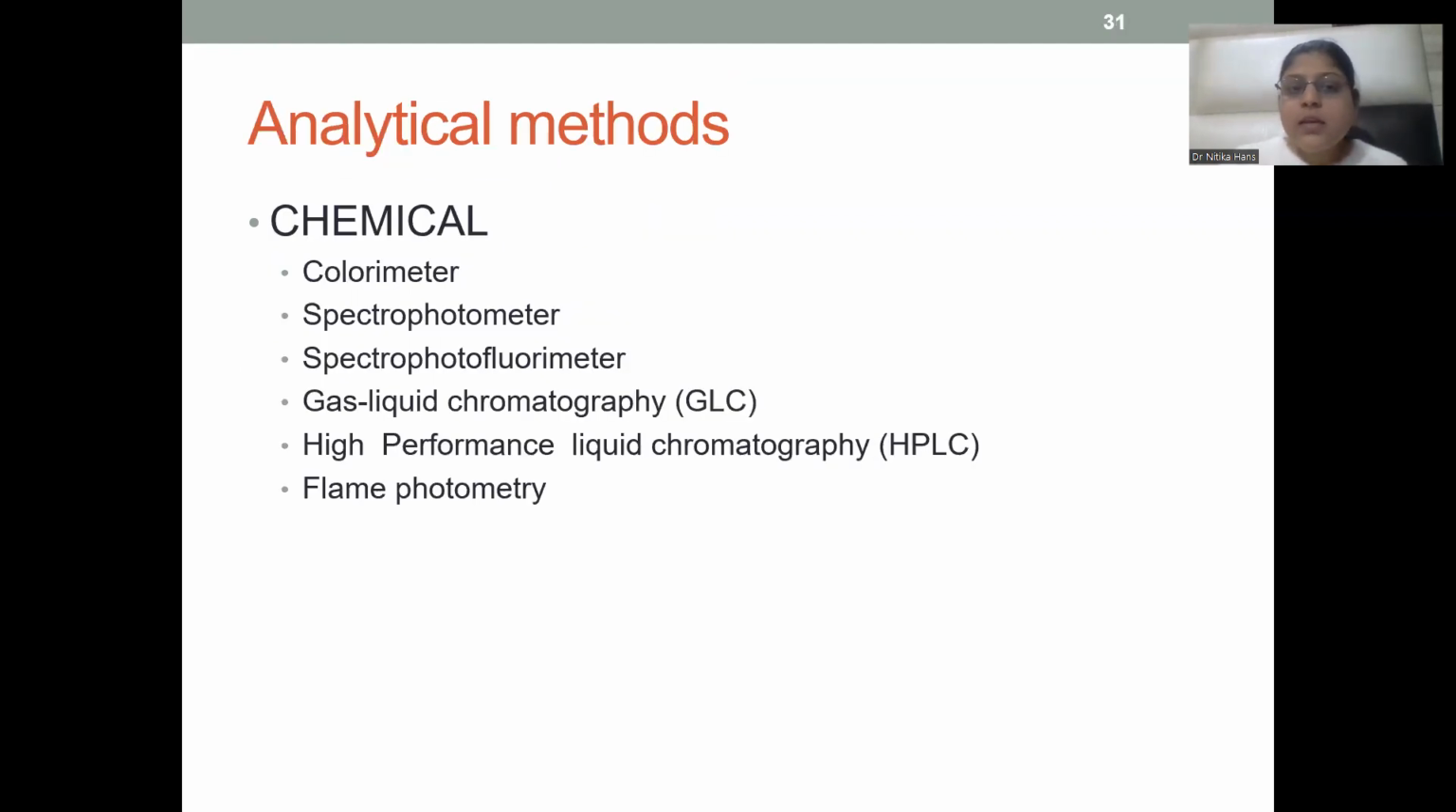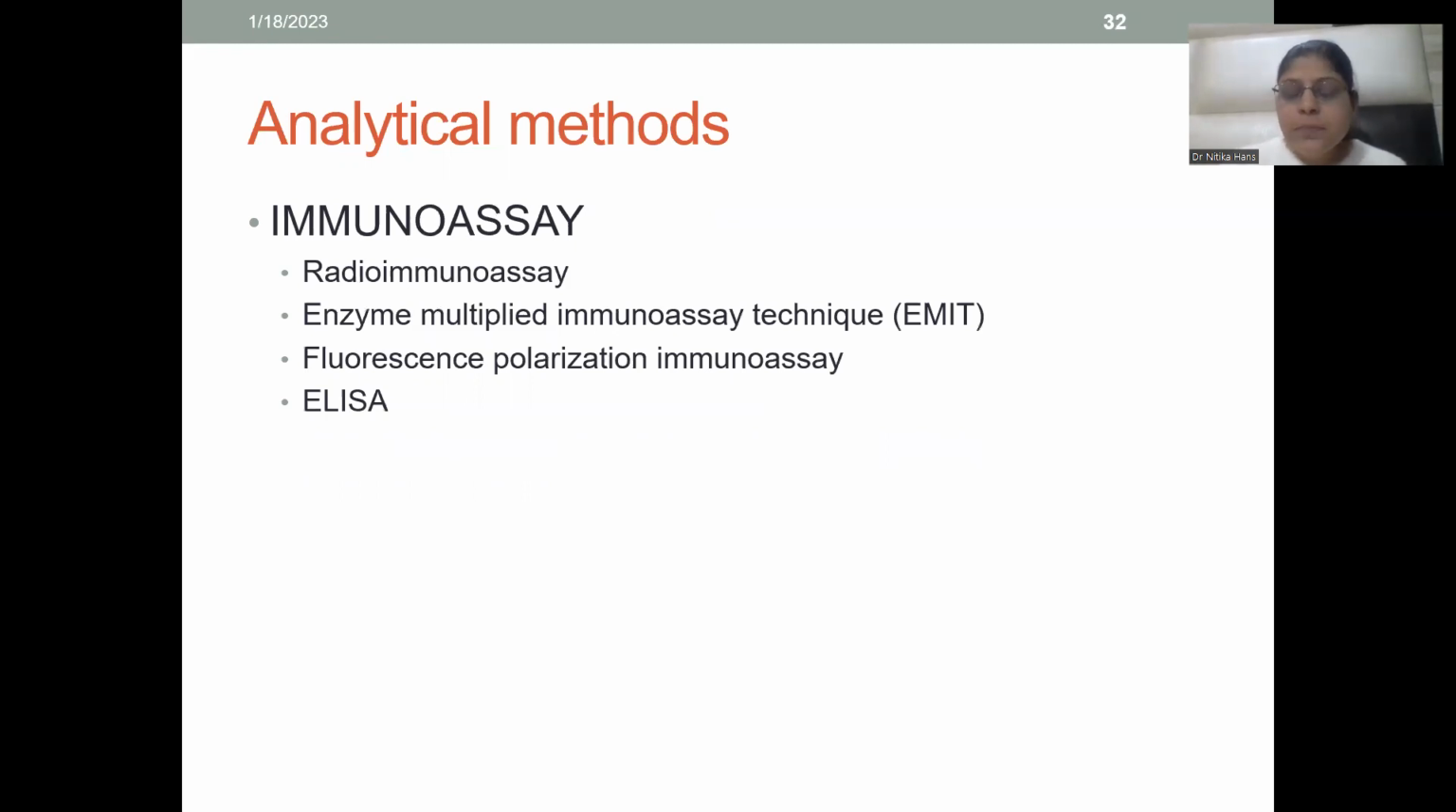Now, these are the analytical methods used to know the blood concentration of the drug in our body: colorimeter, spectrophotofluorimeter, gas liquid chromatography, high performance liquid chromatography, and flame photometry. These are chemical methods. Then there are immunoassays, which detect the presence of the drug in the body, like radioimmunoassay, enzyme linked immunosorbent assay, ELISA, and fluorescence polarization immunoassay.